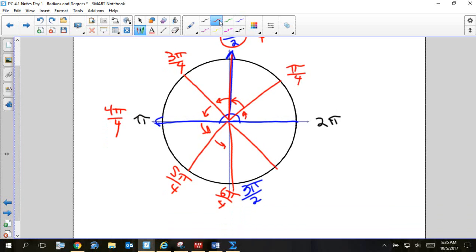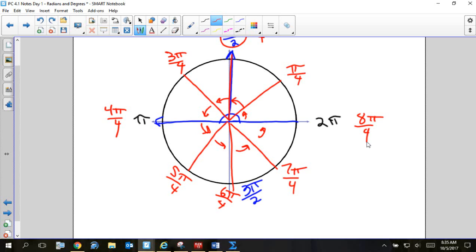And I keep counting, and I do the next one. That is 7 pi over 4. And I could keep counting, and I would have 8 pi over 4. But that reduces to 2 pi, so we would call it 2 pi. If it does reduce, we will reduce it. But what I did was I knew the bottom was 4. I divided the top into 4 equal sections, and then I counted 1 of them, 2 of them, 3 of them, 4 of them. Okay?